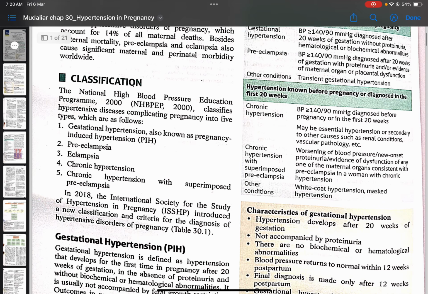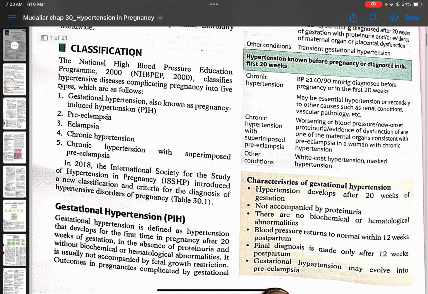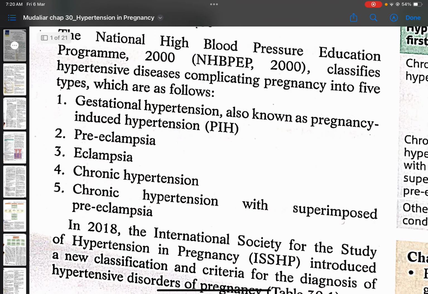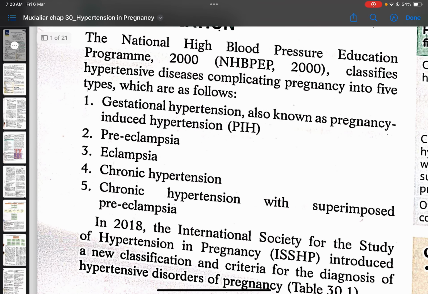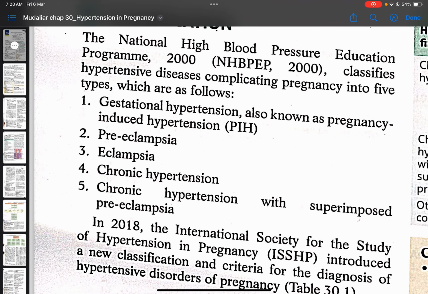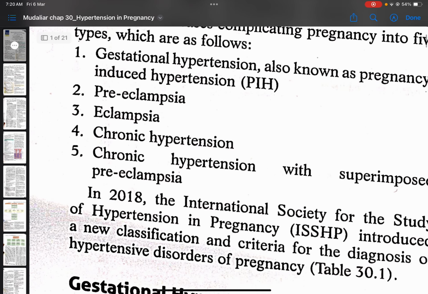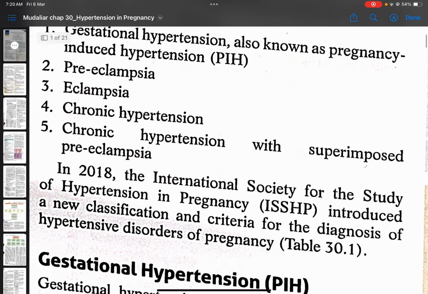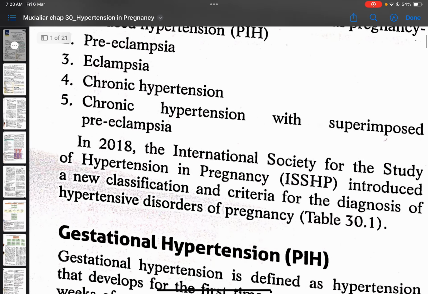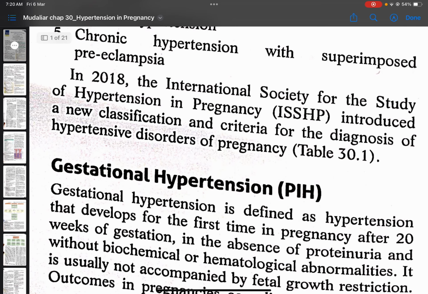The National High Blood Pressure Education Program 2000, NHBPEP, classifies hypertensive diseases complicating pregnancy into 5 types, which are as follows: gestational hypertension, also known as pregnancy induced hypertension; preeclampsia; eclampsia; chronic hypertension with superimposed preeclampsia. In 2018, the International Society for the Study of Hypertension in Pregnancy, ISSHP, introduced a new classification criteria for the diagnosis of hypertensive disorders of pregnancy.